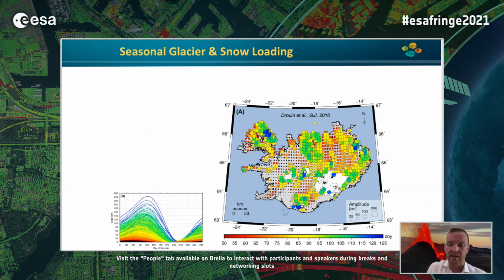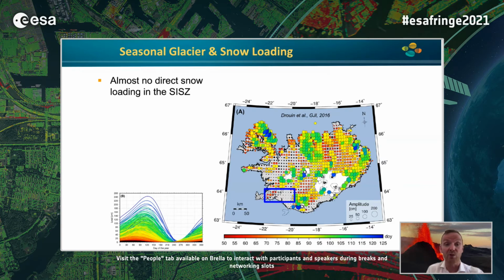It's mostly in the central part of Iceland, and the color tells you something about timing. What is maybe noteworthy is that there's very little snow load directly in this area of South Iceland. So most of the seasonal displacements are actually due to load changes, these are to the east and to the north. And therefore, we have bigger seasonal displacement in the eastern part of the South Iceland seismic zone. So this is what we have been looking at.